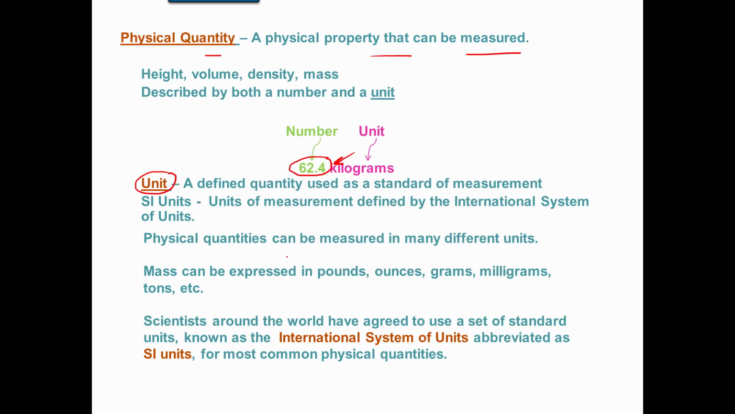Usually in the US, we measure mass in pounds or ounces, but in the metric system, we measure mass in grams, milligrams, micrograms, kilograms, what have you. So the International System of Units, or SI units, are a set of units that scientists all over the world have agreed to use when we report physical quantities.